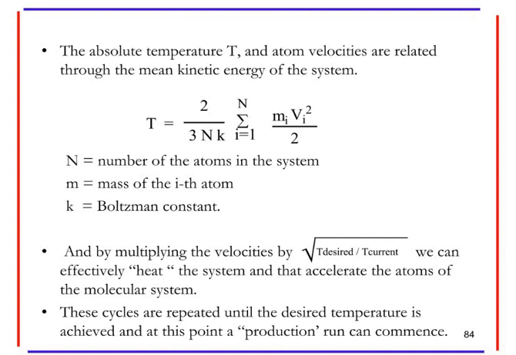The absolute temperature and atom velocity are related through the mean kinetic energy of the system following this formula. By multiplying the velocity by a factor, we can effectively heat the system and that accelerates the atoms of the molecular system. These cycles are repeated until the desired temperature is achieved, and at this point the production run commences.